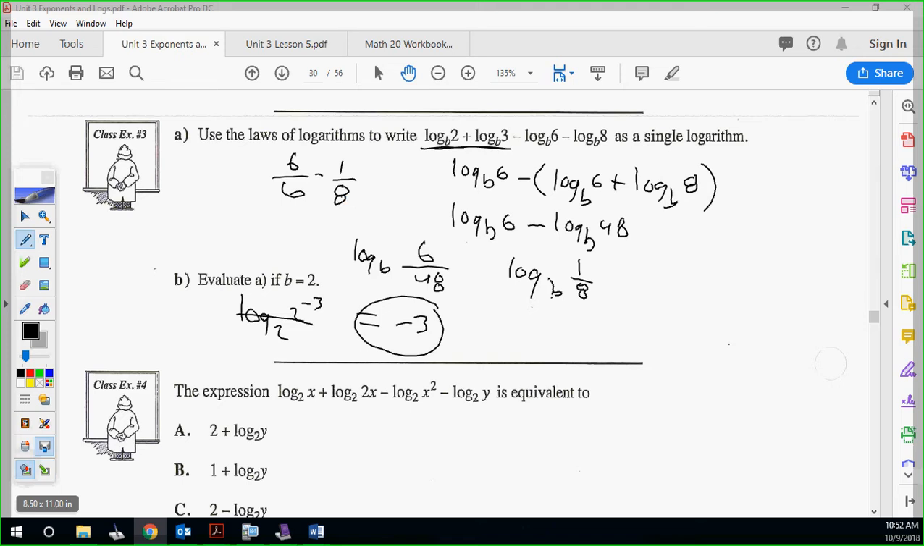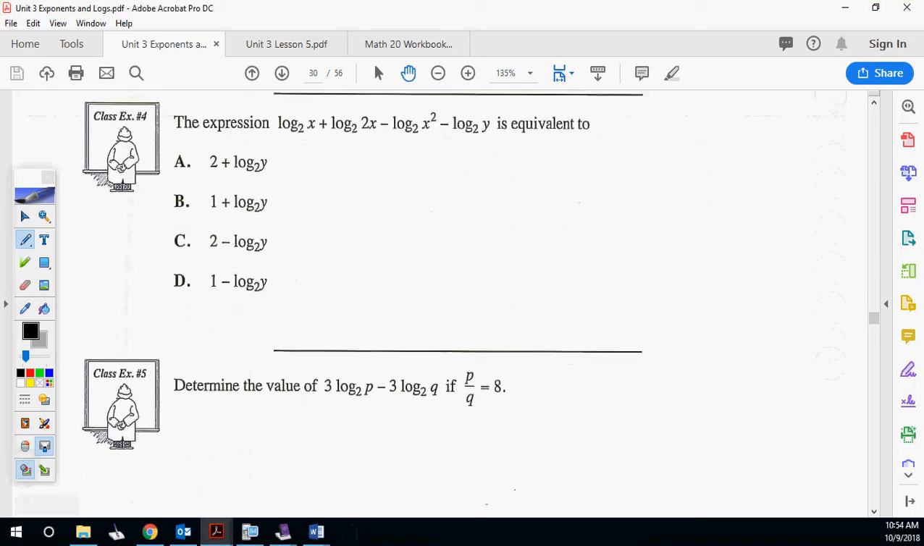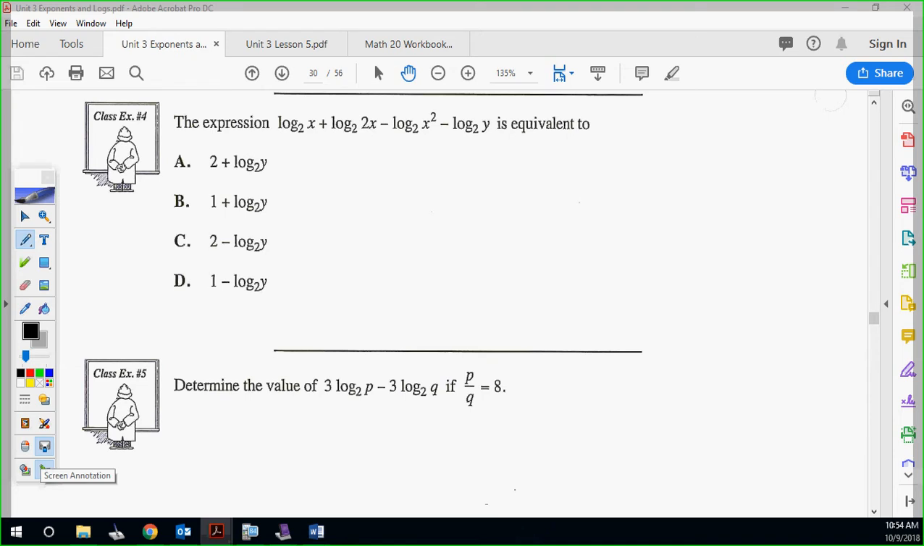All right, let's keep on going through some examples here. The expression log base 2 of x plus log base 2 of 2x minus log base 2 of x squared minus log base 2 of y is equivalent to what? Okay, so let's see what it is here. So we got, what's this going to be? 2x squared.